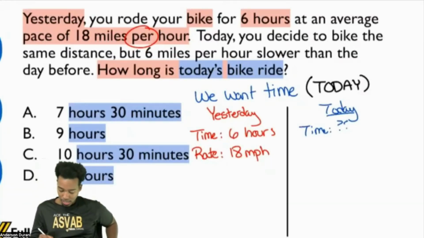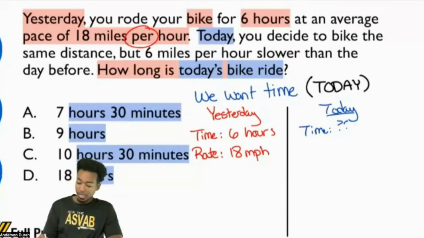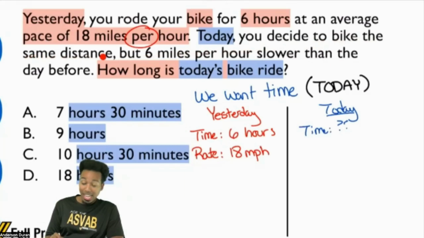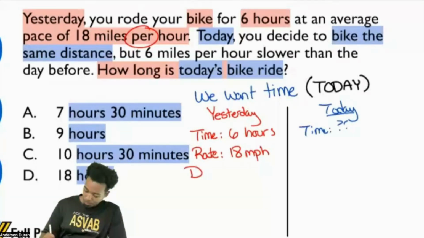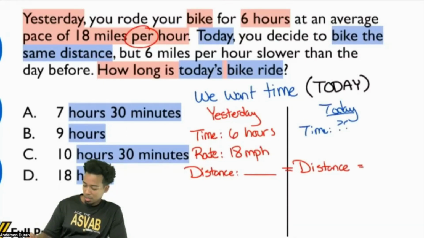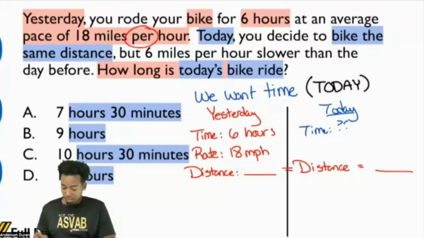Look at it next. Next it says, today you decide to bike the same distance. So whatever distance is here, everybody, is it true that it's going to be the same as the distance here? Is it true? Yeah, they're going to be the same. These are the same distances based off of that text right there.